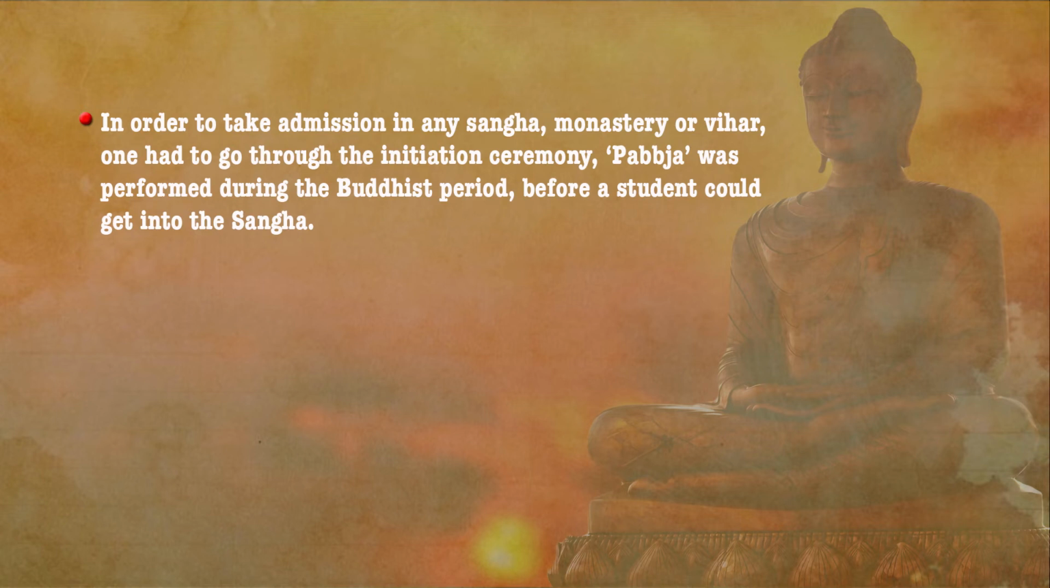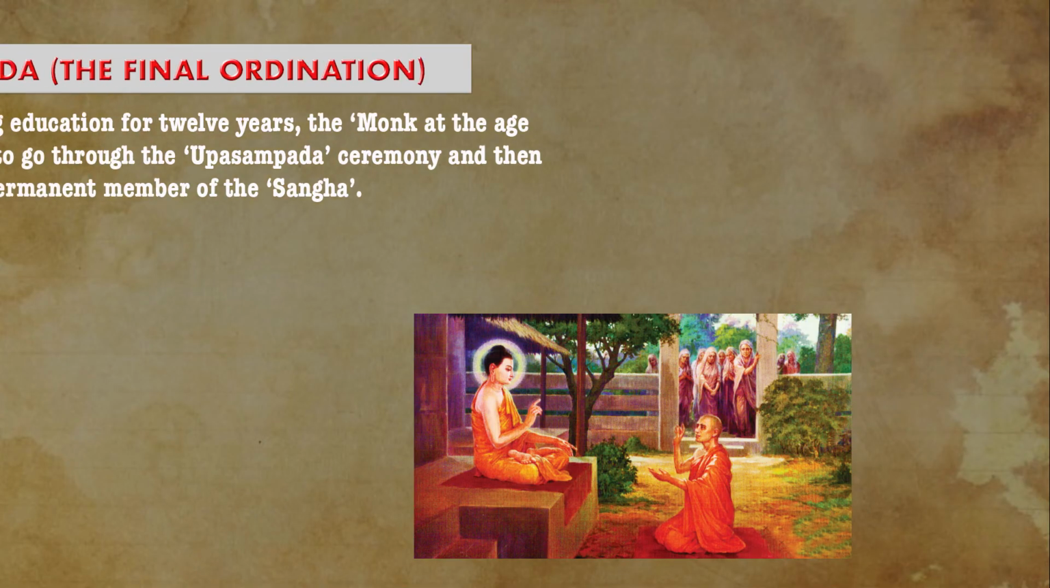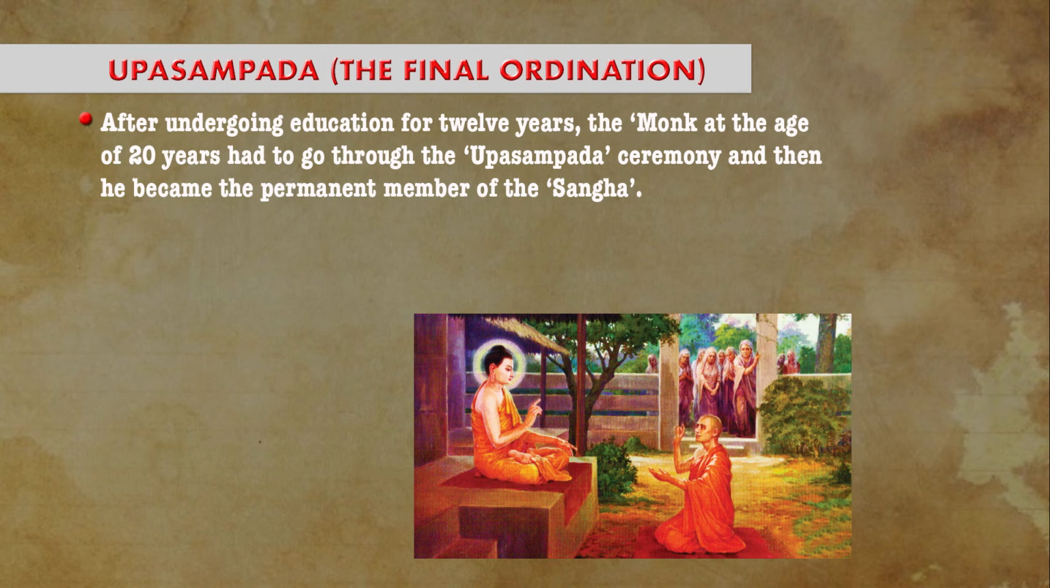In order to take admission in any sangh, monastery or vihar, one had to go through an initiation ceremony. This initiation ceremony for admission was known as Pabja, and it was performed before a student could get into the Sangha. The pupil joined the monastery where they received education for 12 years, and during this period they got prepared for Sangha life. After 12 years, the monk, at the age of 20, had to go through the Upasampada ceremony, and then he became a permanent member of the Sangha.